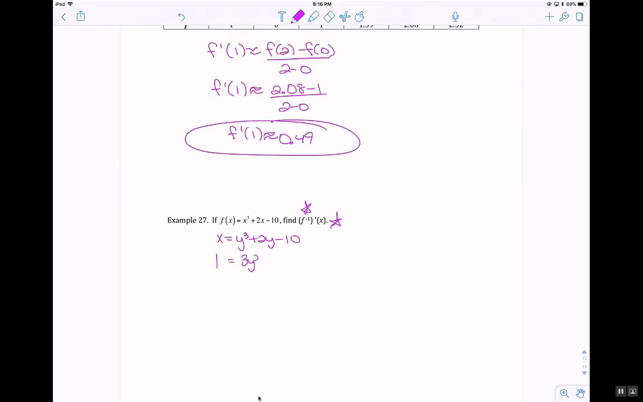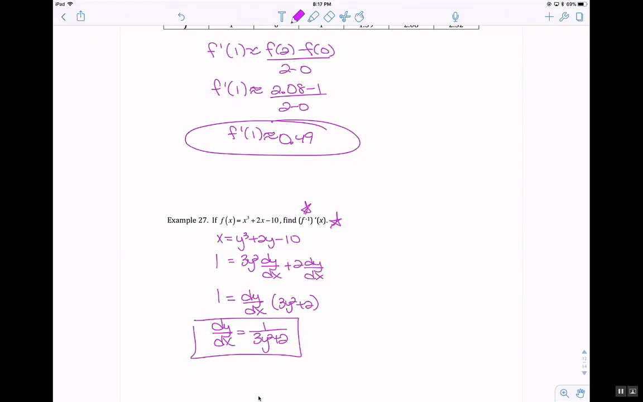Derivative of y cubed is 3y squared, dy/dx. Derivative of 2y is 2, dy/dx. And derivative of negative 10 is just 0. I can then isolate my dy/dx. So dy/dx times (3y squared plus 2). So then dy/dx is 1 divided by 3y squared plus 2. And that is the derivative of my inverse function.